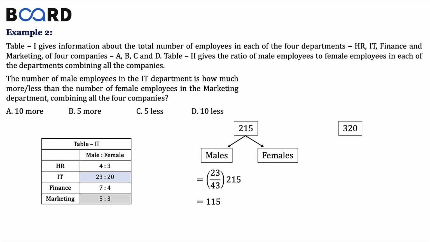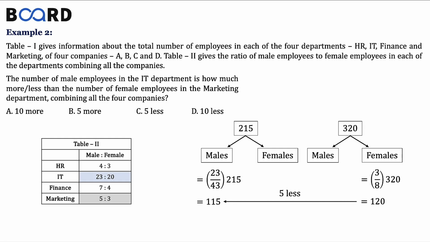Similarly, out of the 320 marketing employees, males and females are distributed in the ratio 5 is to 3. I do not want the 5 part. I want only the female part. That's 3/8 of 320. That should give me 120. So number of male employees in IT department 115. Number of female employees in marketing department 120. They are asking 115 is how much more or less than 120. We can see that it's exactly 5 less, which tells us that the answer has to be option C.